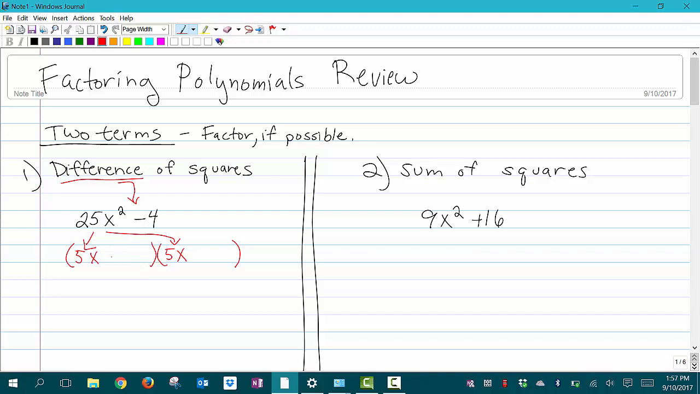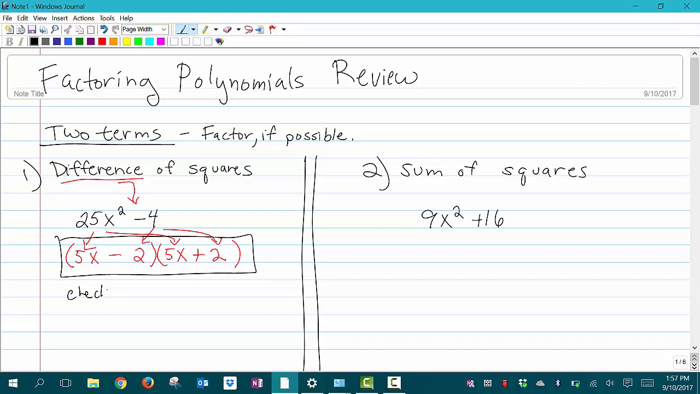Because this sign is negative, I need opposite signs in my binomials, and I need the square root of 4, and that's going to go in the last two places. The square root of 4 is 2 and 2. This would be the factorization for this difference of squares.